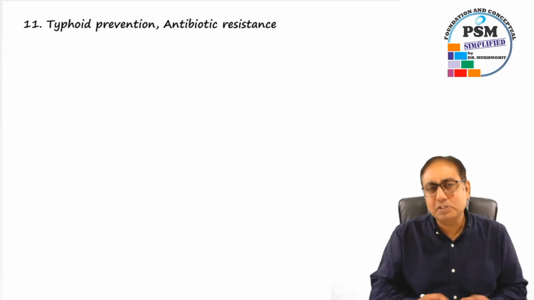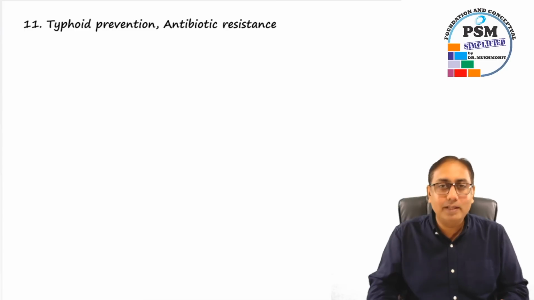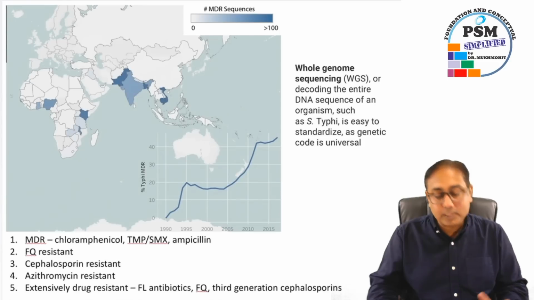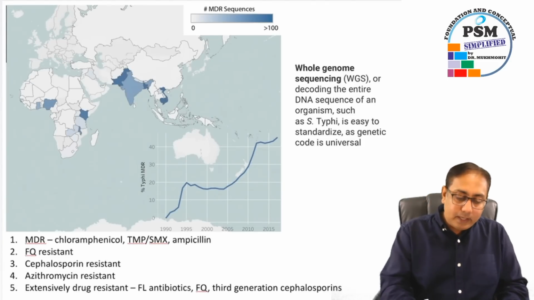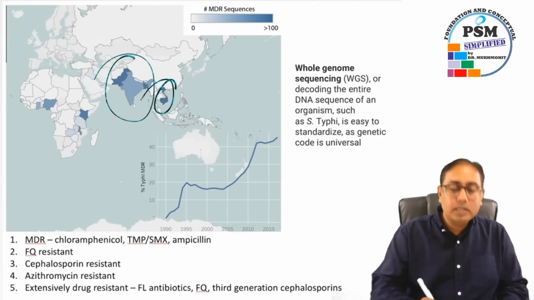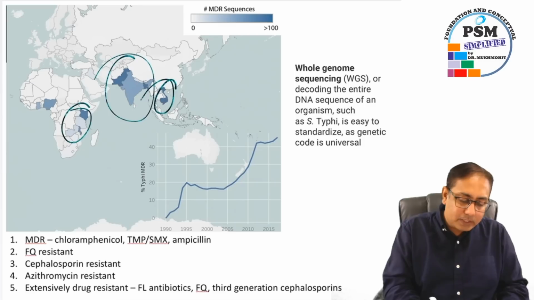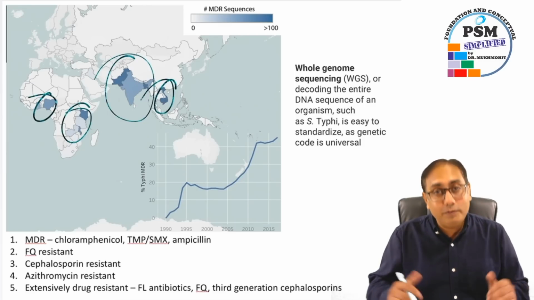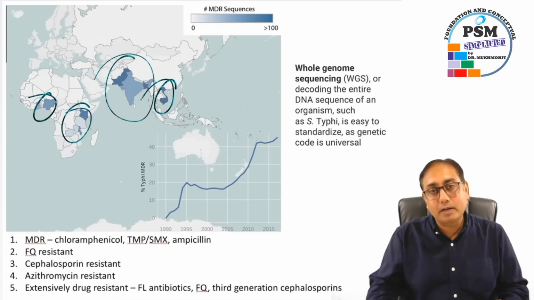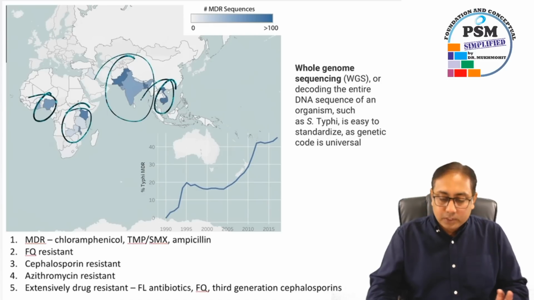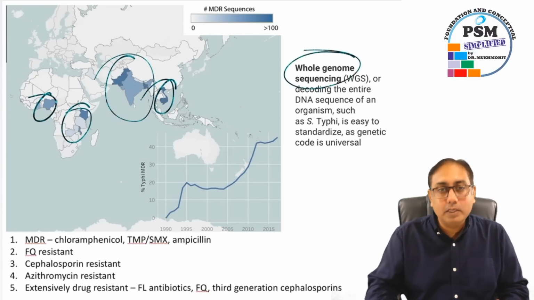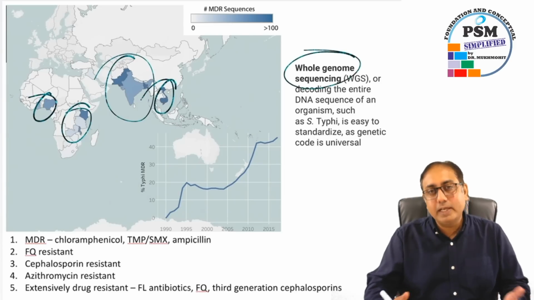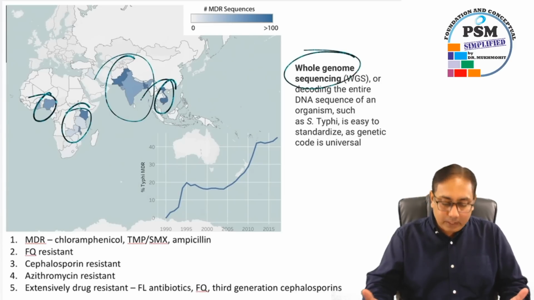Coming to the next point, that is a burning topic for public health in India, that is typhoid prevention and antibiotic resistance. It is a sad affair to say that India, Vietnam, Pakistan, and a few countries in Africa are the only countries which have reported MDR resistance in typhoid. So we have something called whole genome sequencing for typhoid, and this has been carried out in many states and many cities in our country, in India also.